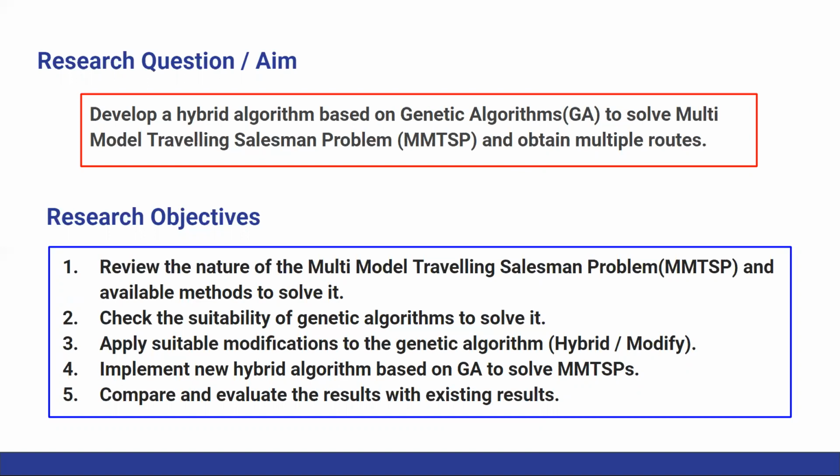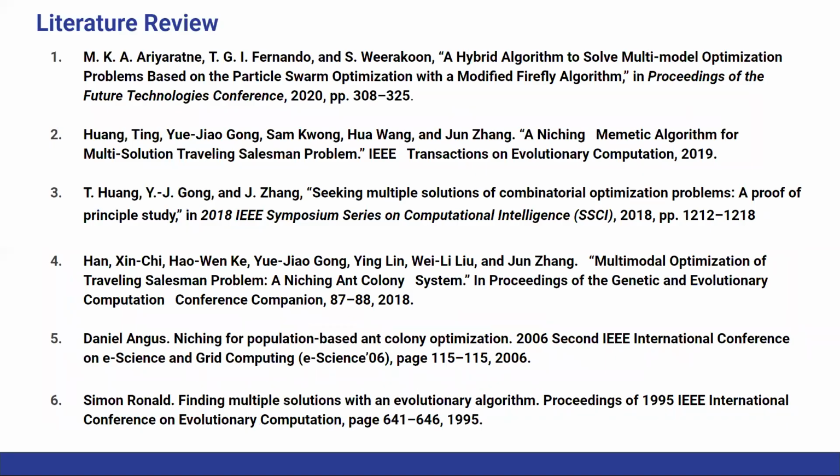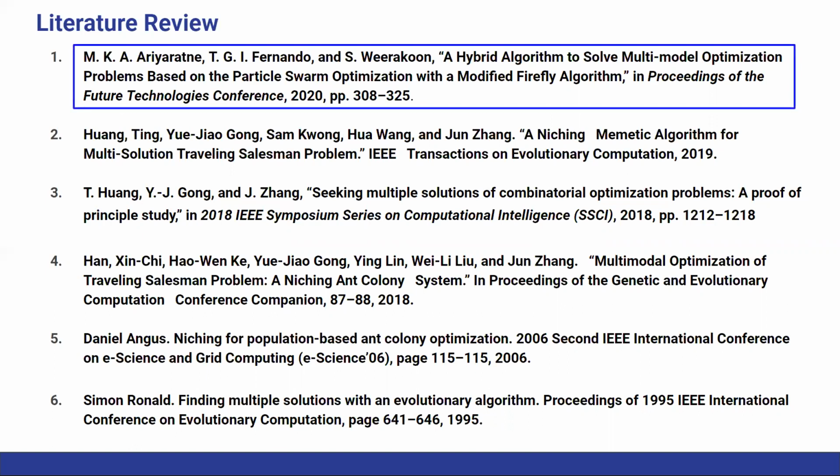Let's enter my literature review. Here, I have chosen to explain only the most relevant papers due to the time constraint. This paper helps to find the concept for my research. They have done their research for the continuous domain and I have used it for the discrete domain.